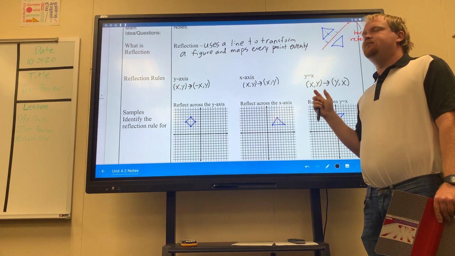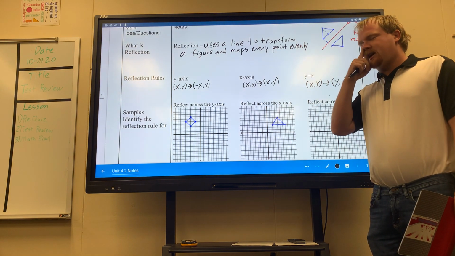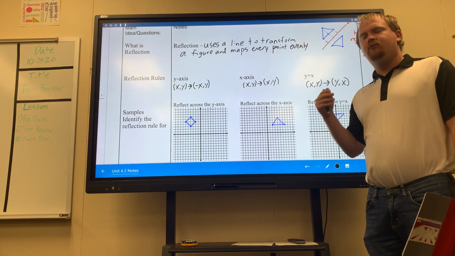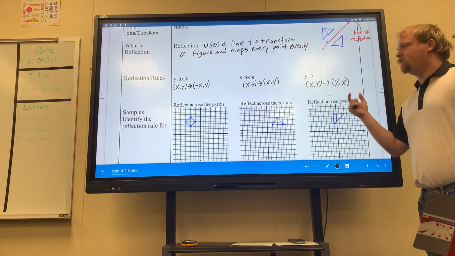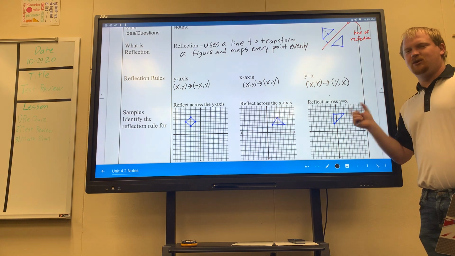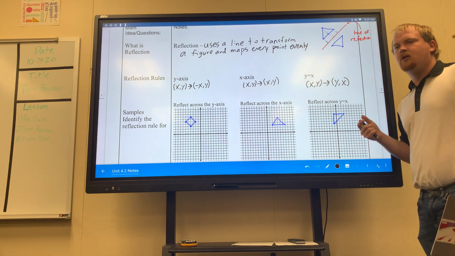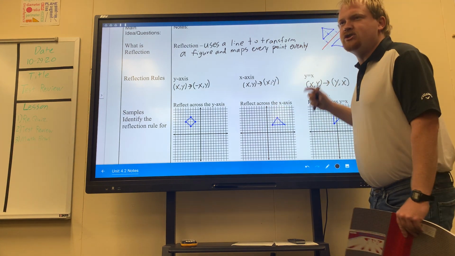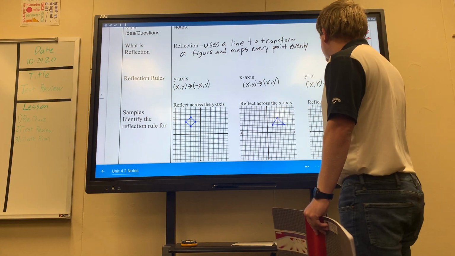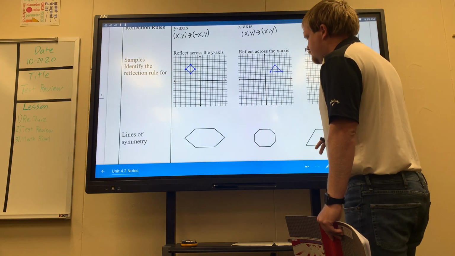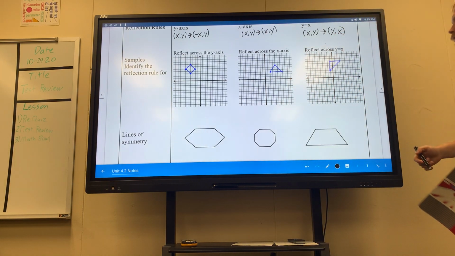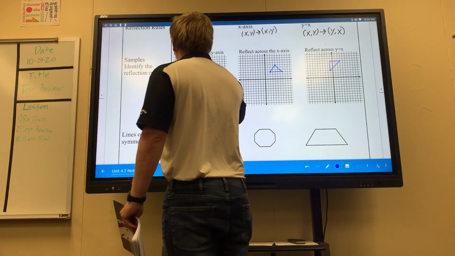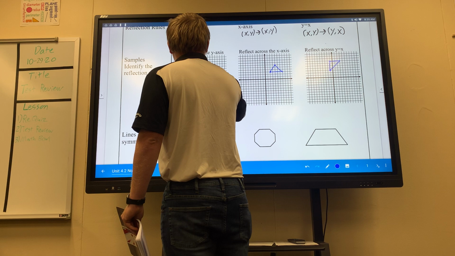We're not talking about changing how we plot the point, but we're changing how we switch the points. We switch the values to get the new point. We're still doing x first and y second. We're just switching the values. And for the y-axis case, we're just changing the sign.